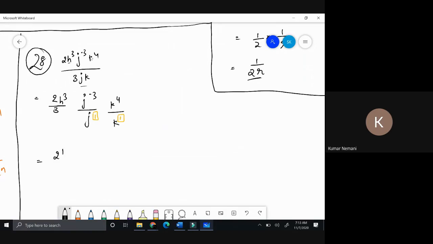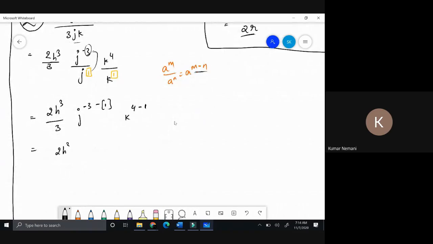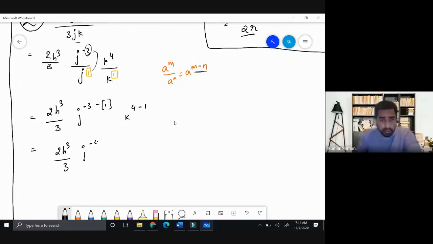And then comes 2h cube over 3, and we are going to use the formula a power m divided by a power n is equal to a power m minus n. By using this formula, it becomes j power negative 3 minus 1, because the power in the denominator is going to be subtracted from the existing exponent. The same way it becomes k power 4 minus 1. Now it becomes 2h cube by 3, and j power negative 3 minus 1 is negative 4, k power 3. All this remains in the numerator.